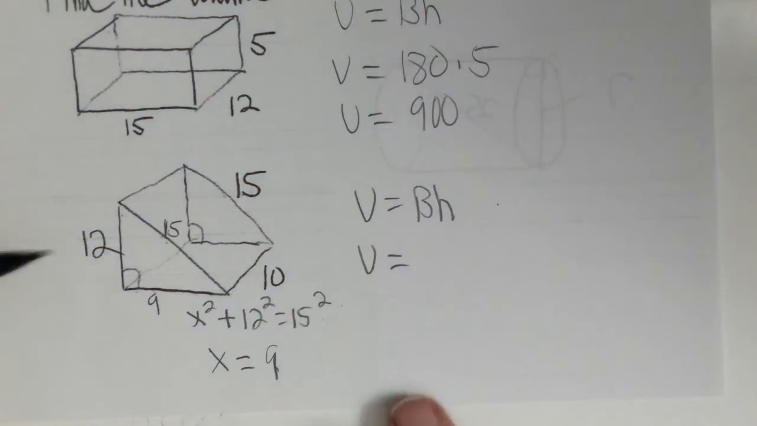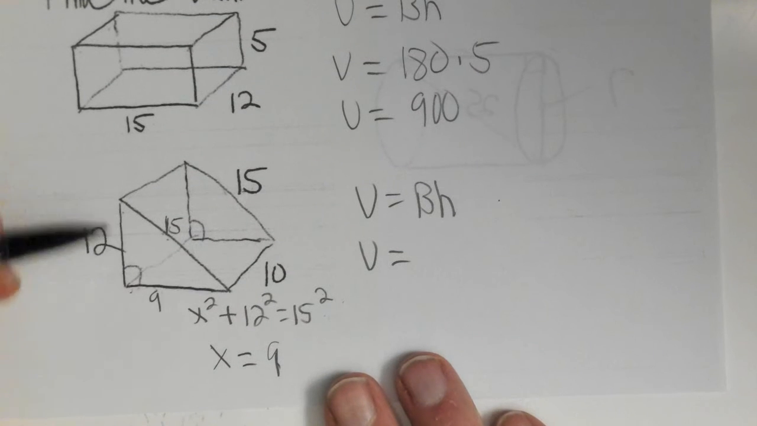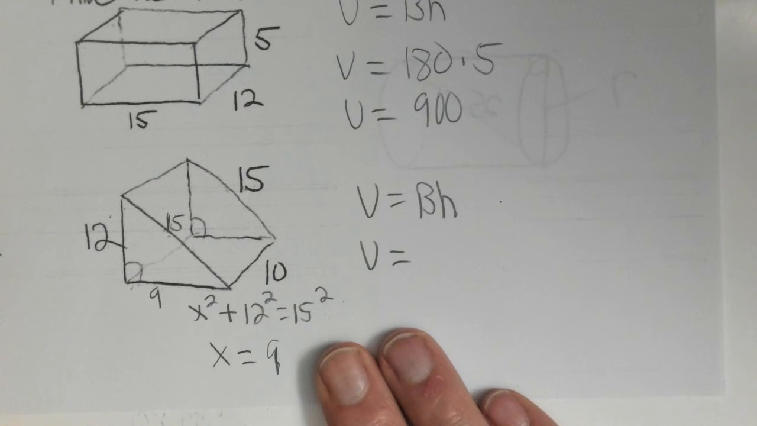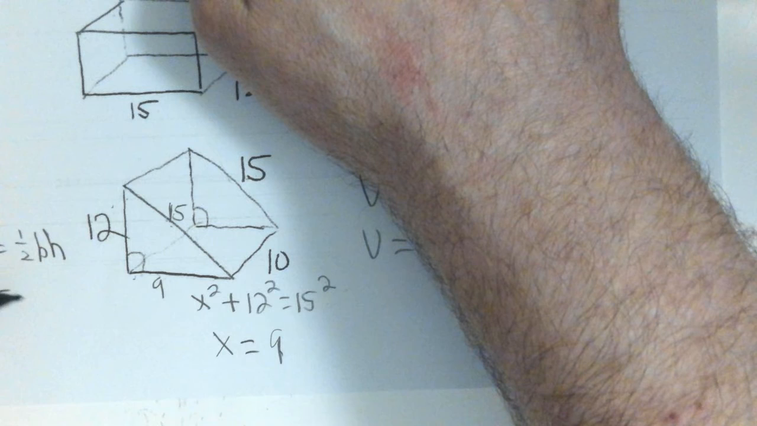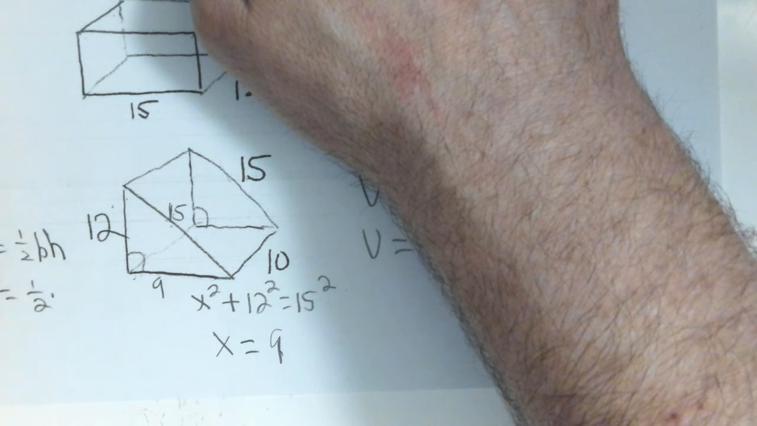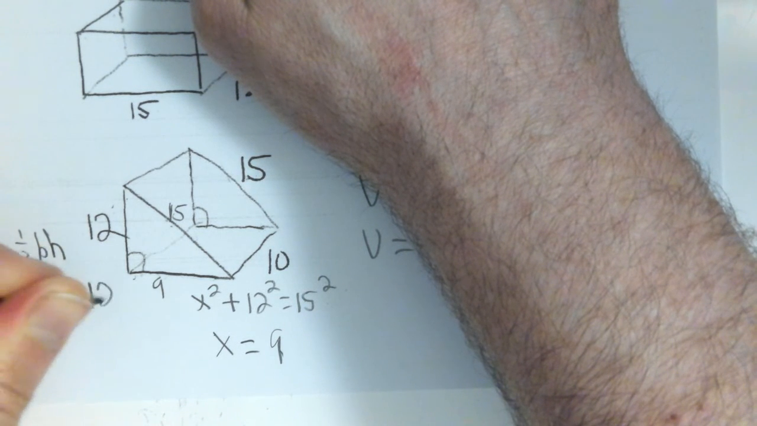And so now I can find the area of the base because I need the base and the height, because the area of a triangle is 1/2 the base times the height. So my area is going to be equal to 1/2 times, the base is 9, the height is 12.